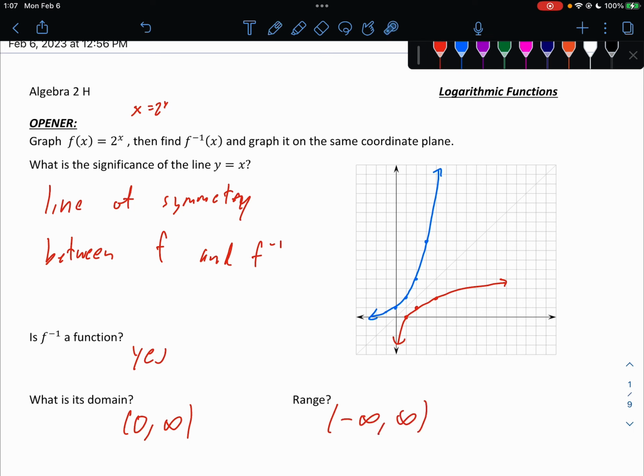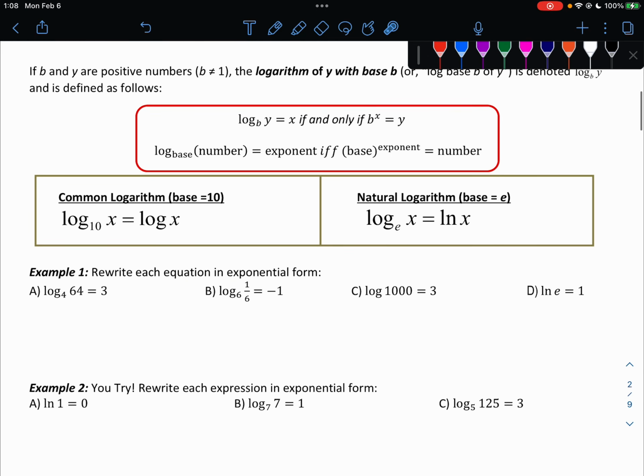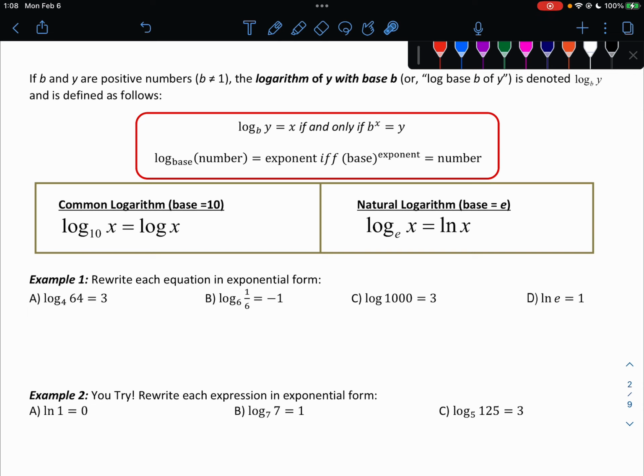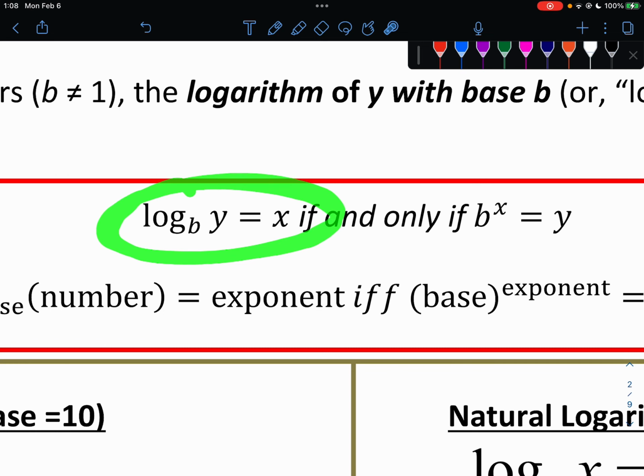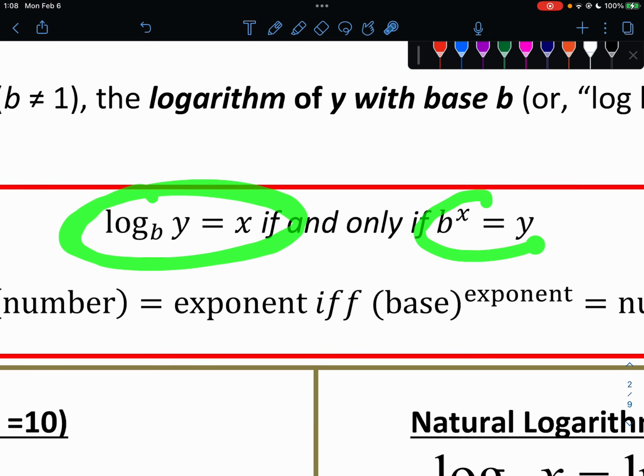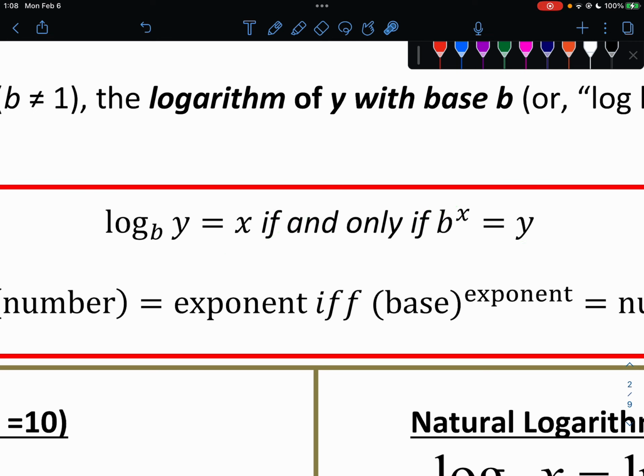So this graph that we just drew here is actually called a logarithmic graph. Let's take a look a little bit further. b and y are positive numbers, and b does not equal 1. The logarithm of y with base b is denoted as log base b of y. So log base b of y is equal to x if and only if b to the x equals y. This is how we convert back and forth from logarithmic to exponential and exponential to logarithmic.